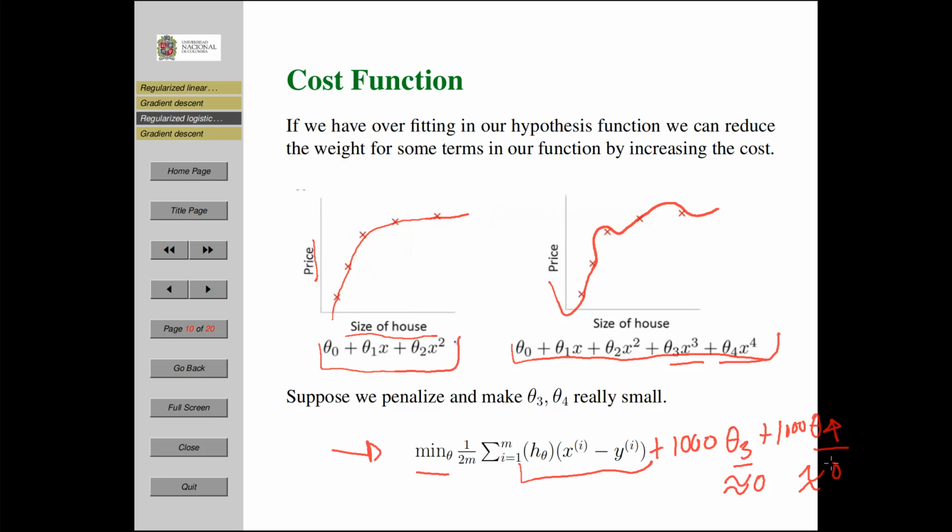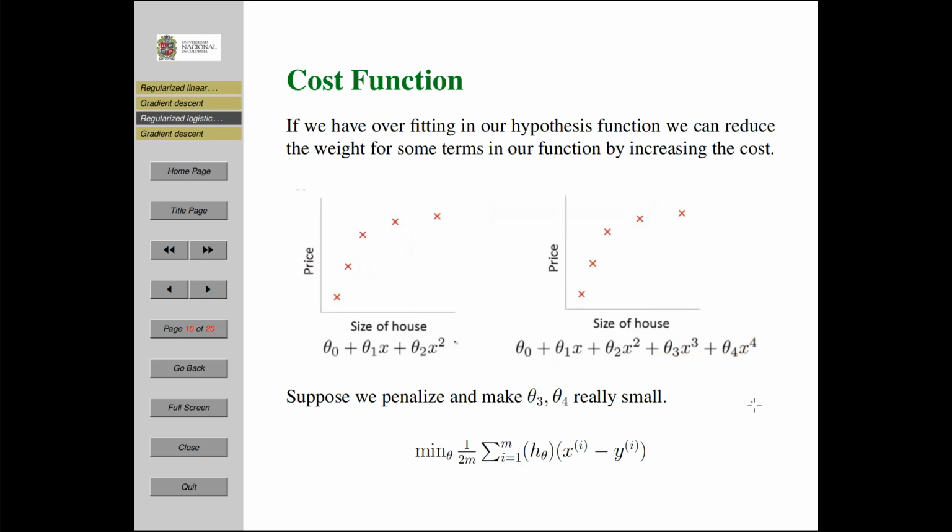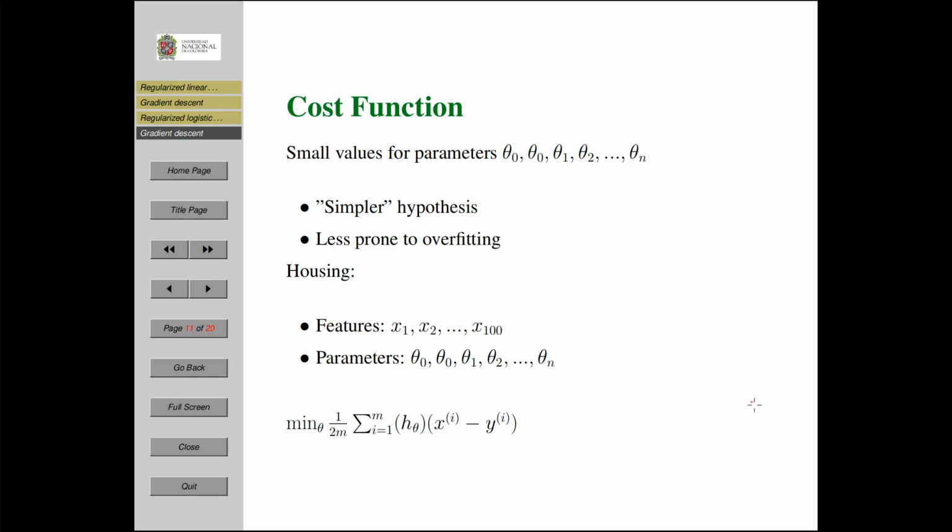And we might end up with something that looks like a quadratic function, but it has some small contributions from theta3 and theta4. More generally, here is the idea behind regularization. The idea is that we have small values for the parameters. We end up with a simpler hypothesis, and we end up with smoother functions, as well as a hypothesis less prone to overfitting.